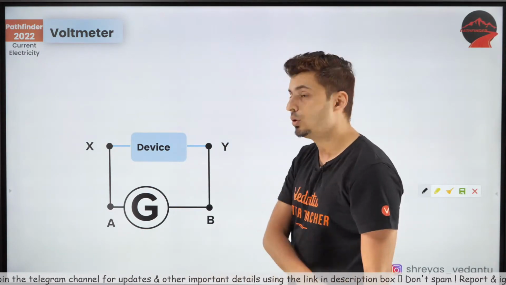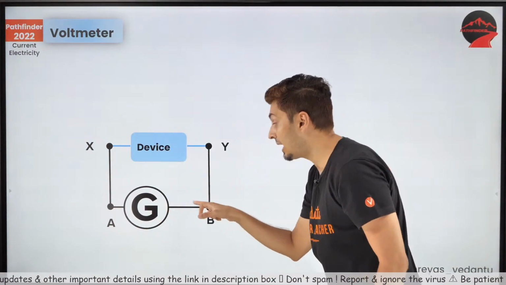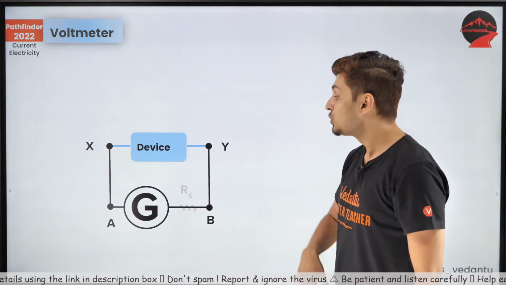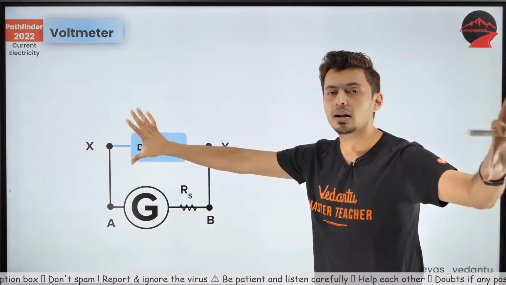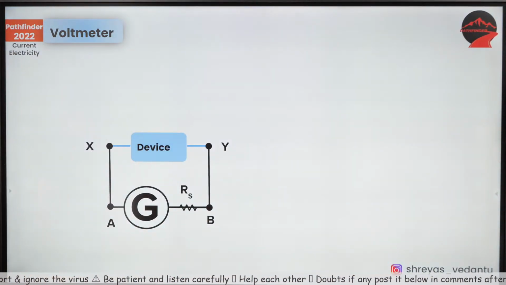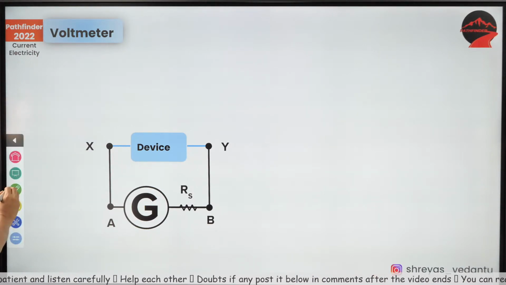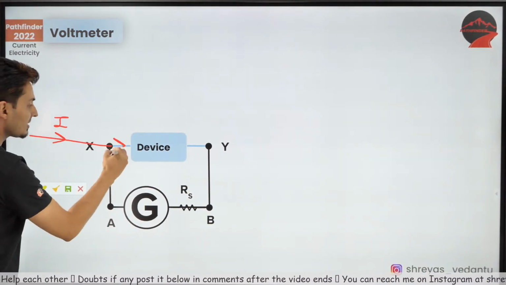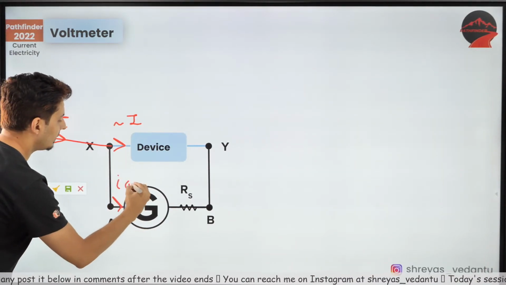That means what you need to do, you need to connect another resistance in series with a galvanometer. You need to connect another resistance, a very large one, with the galvanometer so that the effective resistance increases by a large amount. Keep this in mind. Yes, the effective resistance will increase by a large amount. Now, when this happens, if the total current was I, the current through the device will approximately be I. Hardly any current will flow through the galvanometer.